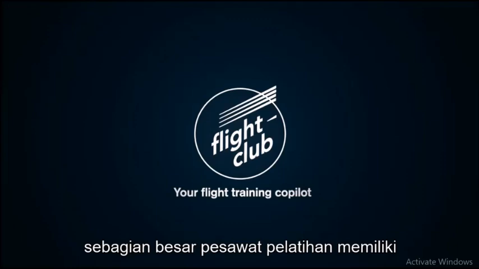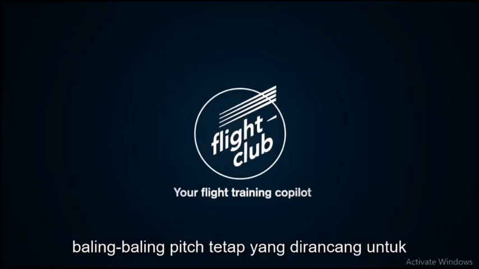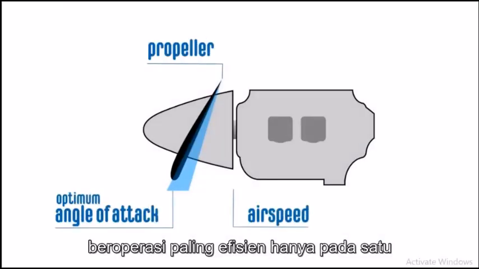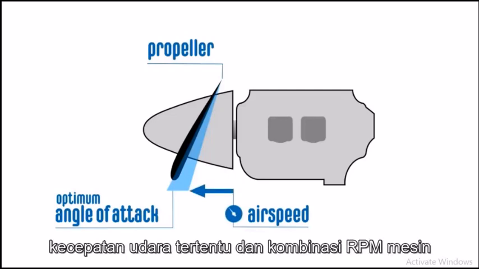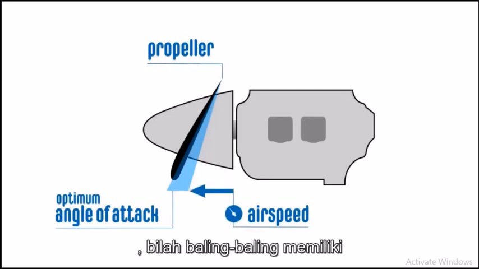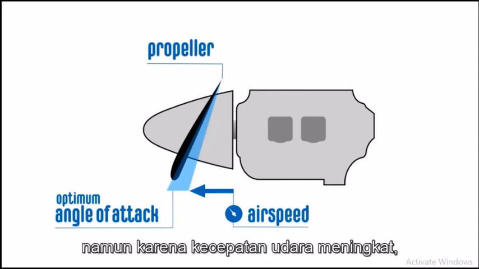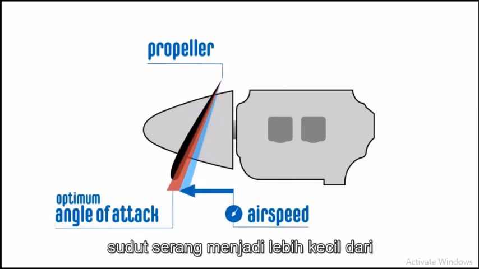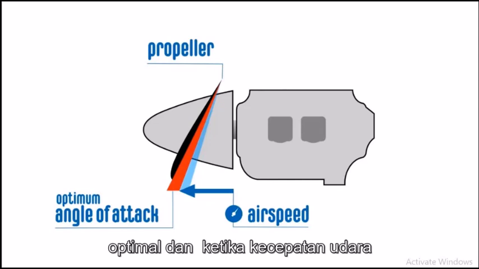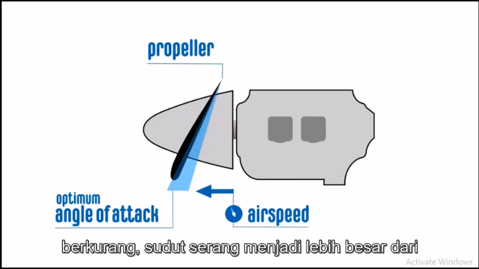Training aeroplanes have a fixed pitch propeller that is designed to operate most efficiently only at one particular airspeed and engine RPM combination. The propeller blade has the optimum angle of attack at this airspeed. However, as the airspeed increases, the angle of attack becomes smaller than optimum, and as the airspeed decreases, the angle of attack becomes greater than optimum.